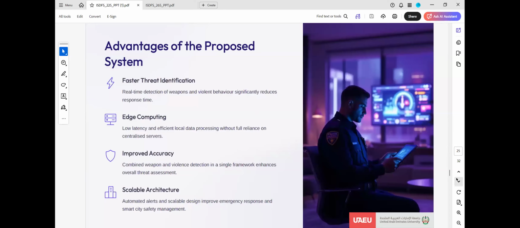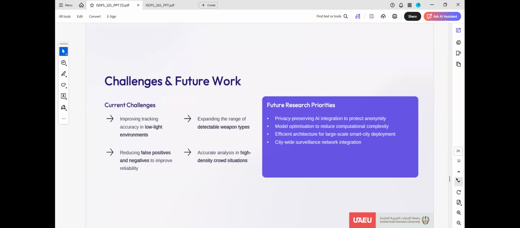The advantage of our proposed system is that we can identify very fast, and with the help of edge computing we reduce latency and improve accuracy. And there are still challenges, for example, improving the tracking accuracy in low light environments, and expanding in the future the range of detected weapon types. For example, now we focus only on knives and guns. In future we will cover a variety of things, reduce false positives and negatives to improve reliability, and finally improve analysis in high density crowd situations.